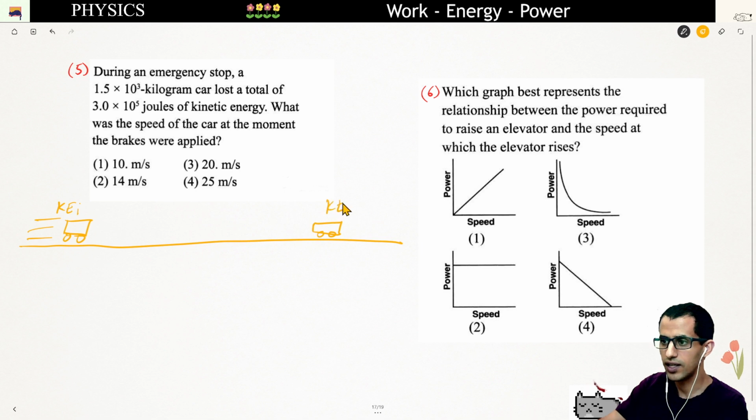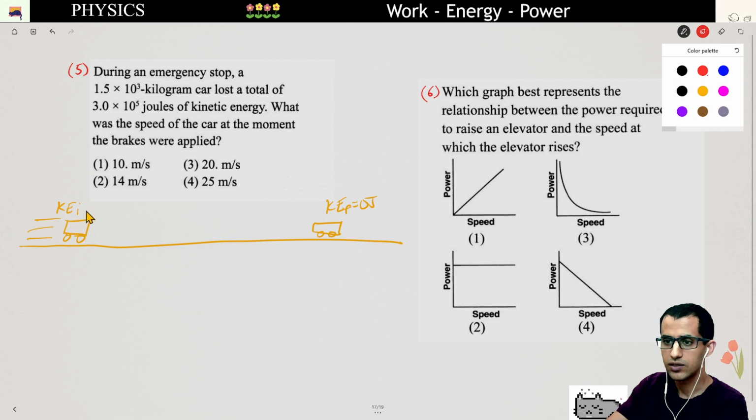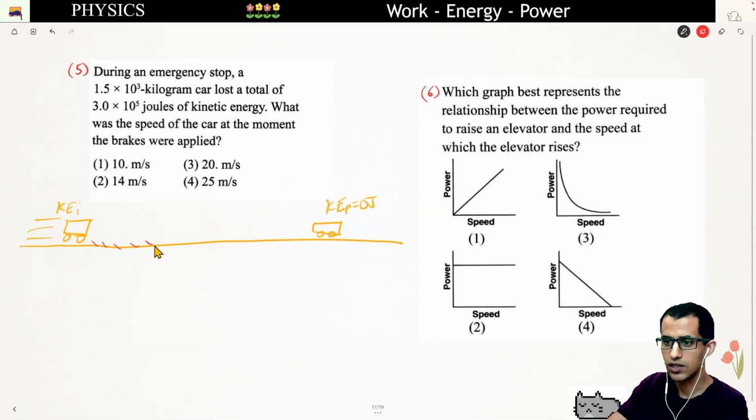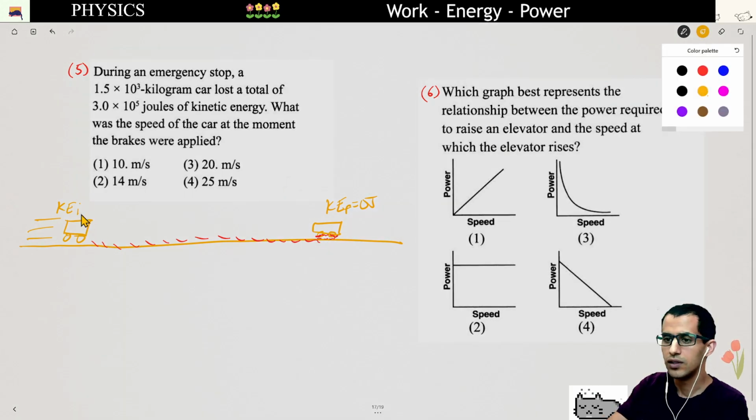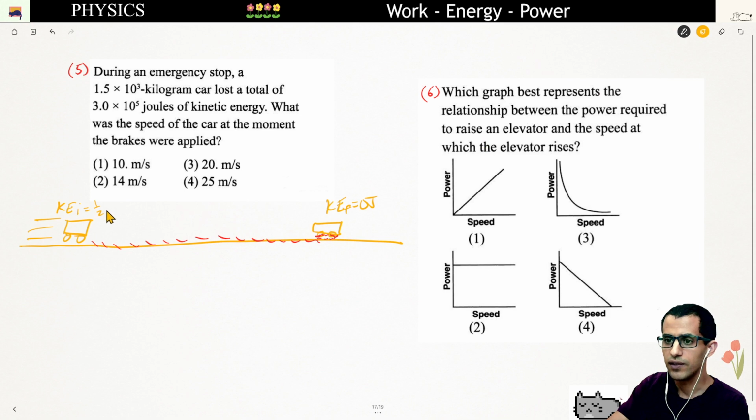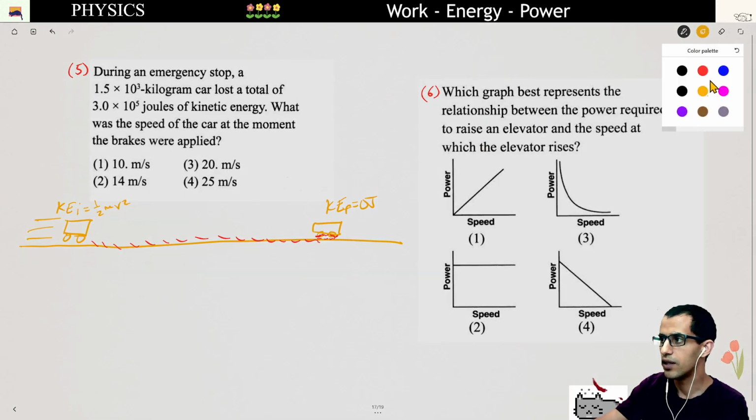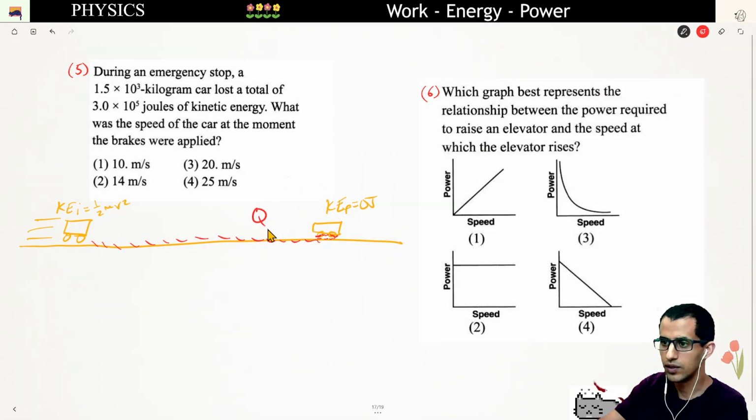So its final kinetic energy is 0 joules. So all the energy that it started off with here as kinetic energy was lost here as heat in the road and in the tires. The initial kinetic energy is 1/2 mv squared, and the thermal energy is just Q. There's no equation for Q, we just determine this value based on the context of the question. So we want to find out what was the speed of the car at the moment the brakes were applied.